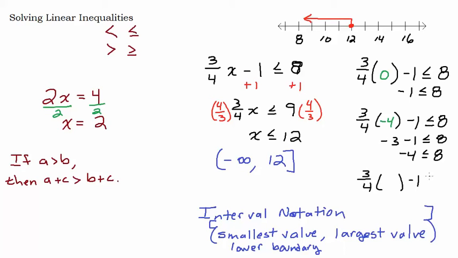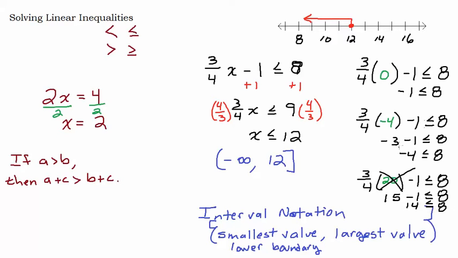Lastly, let's pick one that shouldn't work. What's a value of x that, if I put it in here, should make this statement false? Well, any value up here, any value that's bigger than 12 should make this false. Let's try 20. I'm picking numbers that I can cancel this 4 with, so the arithmetic's easier. 4 goes into 20 five times, 5 times 3 is 15. Or you could do 3 times 20 is 60, divided by 4 is 15. So I would get 15 take away 1 is less than or equal to 8. So I would get 14 is less than or equal to 8. That's not true. All right, so therefore 20 is not a solution.